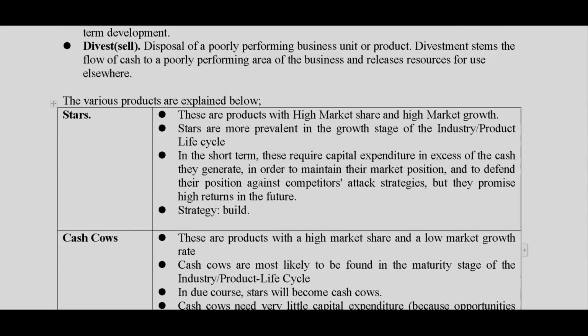Now, the various products include what? Stars. So these are products with high market share and high market growth. And they are more prevalent in the growth stage in the industry product life cycle, as I told you earlier. So in the short term, these require capital expenditure in excess of the cash they generate, in order to maintain their market position and to defend their position against competitors' attack strategies, but they promise high returns in the future. Okay. So you remember I was telling you that these are mostly for the growth stage. It gets a lot of money, but because competitors are coming in, they reduce that revenue.